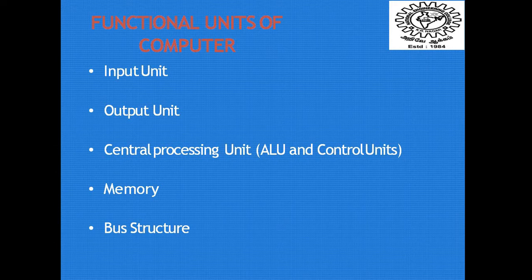In the functional units of a computer, there are 5 units: input unit, output unit, central processing unit, memory unit, and the bus structure. These are the various units of a computer.